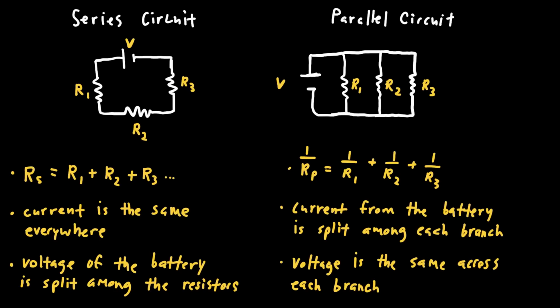So first, the equivalent resistance, Rs, for a series circuit is found by just adding up the resistance of all the resistors in the circuit. And so if you know what R1, R2, and R3 is, you just add those 3 numbers up together to get the equivalent resistance.